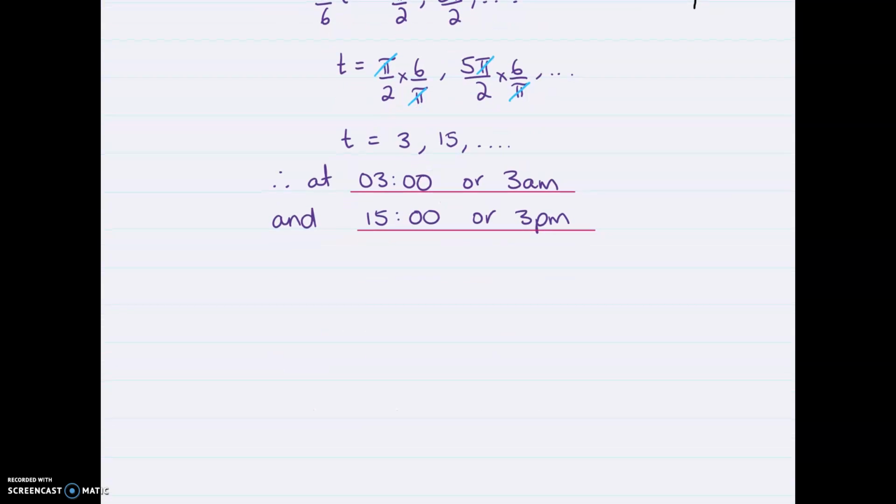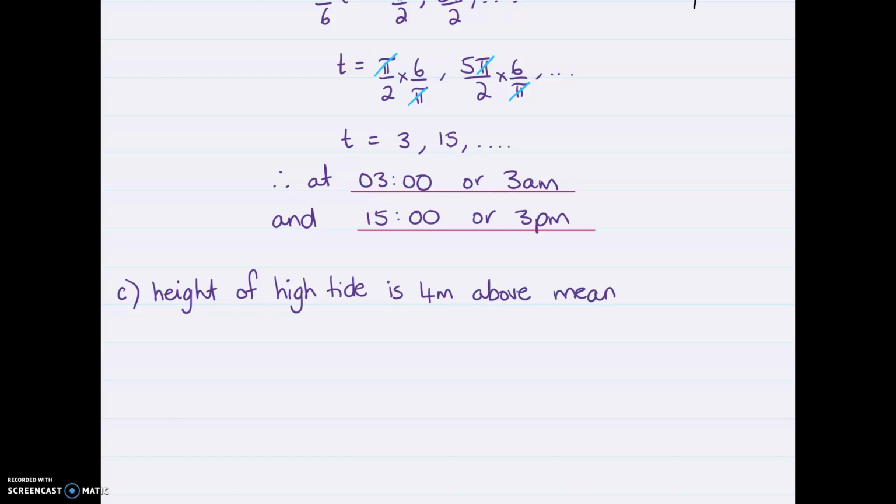Part C, moving on. Part C says, what was the height of the high tide? Well, that's really just reading it off. We use that to answer part B. So the height of the high tide is 4 metres, and it was 4 metres above mean sea level. So wherever the average was, like your equilibrium point, it just oscillates 4 metres above and below that.